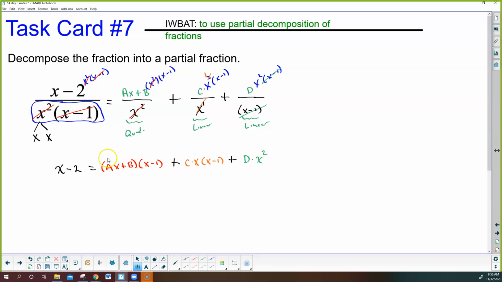I'm going to do the red part first, and this is FOIL. Now, hopefully, you don't need to show a lot of work for that piece. Right? You don't even have to draw the arrows, but ax times x is ax squared. And then ax times negative 1. And I'm going to times b by x. And b by negative 1. So we just FOILed that.